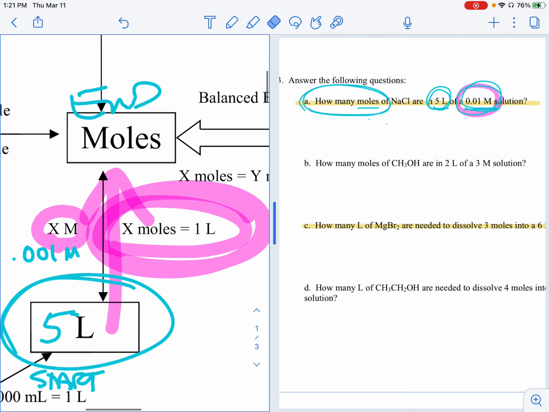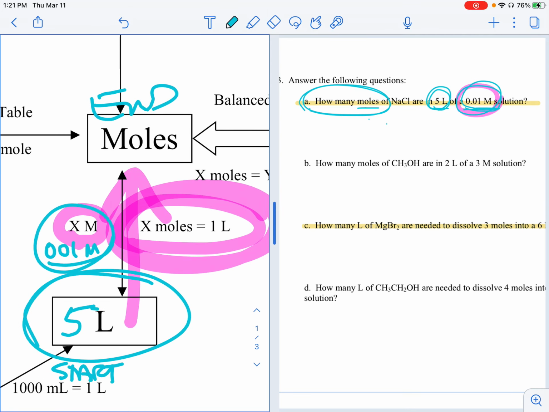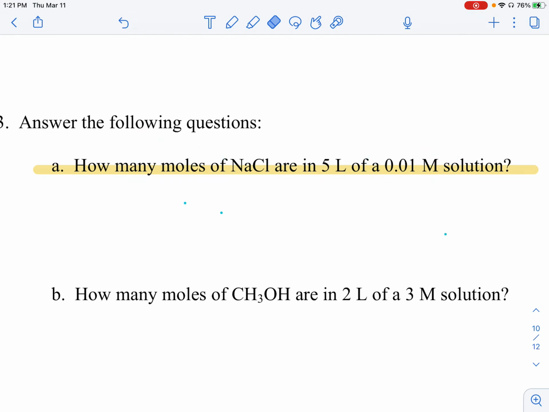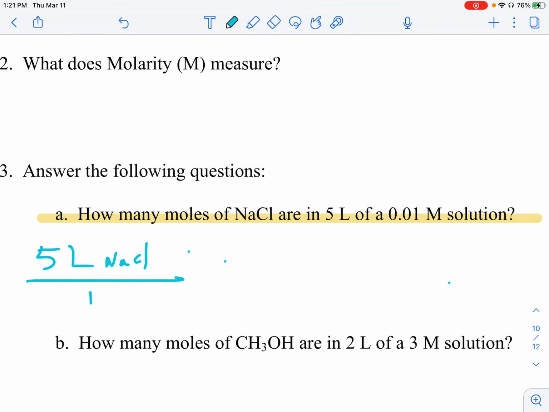X moles equals 1 liter. And where do I get the X from? I get the X from my molarity. Okay, I come back over here. Let's clean this up and get a fresh look at it. What do I know I have? I know I have 5 liters of NaCl, and I put a little placeholder 1. Now, if I was to lay out, again, I have X moles, so 0.001 moles equals 1 liter. And that's where I'm getting that from, right there.